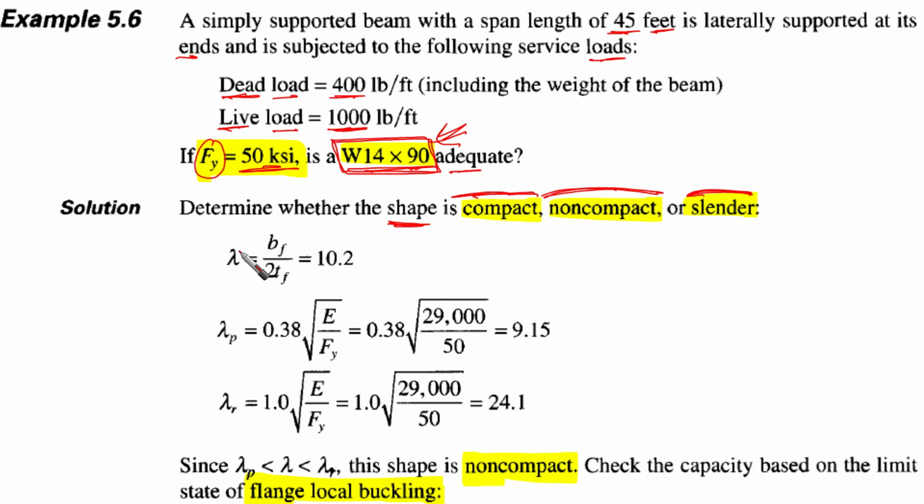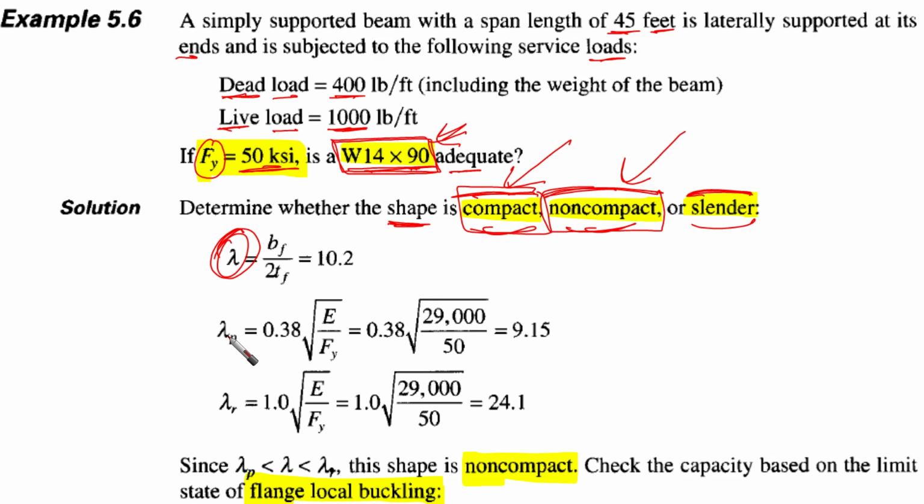We are going to check lambda for this cross section. First of all, we know lambda if we're talking about the flange. Now let's understand where we are. We want to know what the shape is: compact, non-compact, or slender. Because if it's compact, then we need to go to the previous video. If it's non-compact, then we're going to deal with what we have learned in today's video.